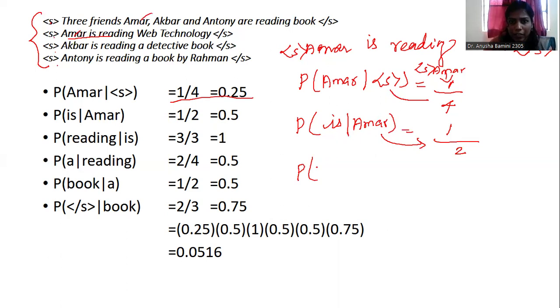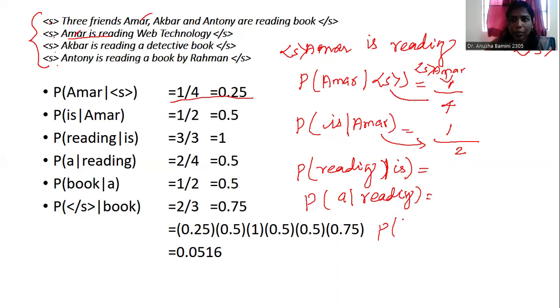Next word is reading. Next is probability of "a" given reading. Next, probability of "book" given a. Next probability: probability of the end string coming after the book. Okay, so check one by one for every word. You'll get the probability from the training corpus. From the training corpus, you are calculating the probability for the test sentence.